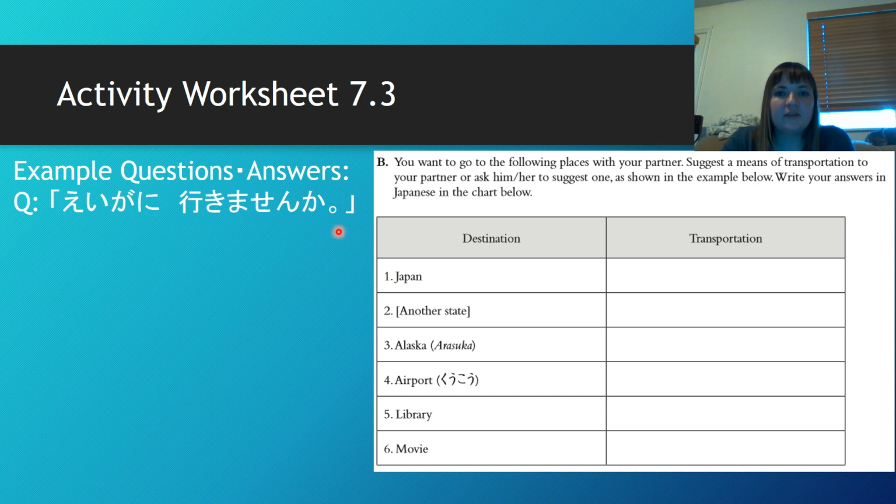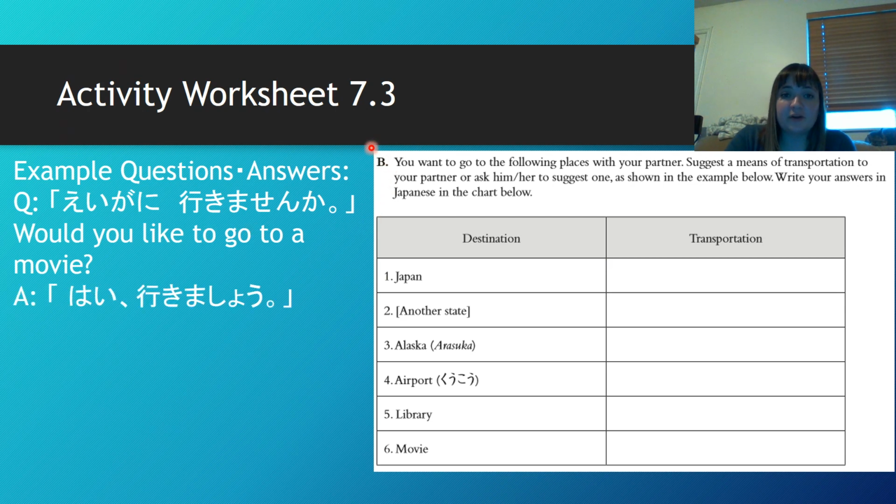First, we need to give them a place, suggest a place they need to go. So we need to first invite them to do something. Here's our example. Say we want to invite someone to go to a movie. We'd say, Eiga ni ikimasen ka? Would you like to go to a movie? And then your partner would probably respond with, Hai, ikimashou. So, yeah, let's go.